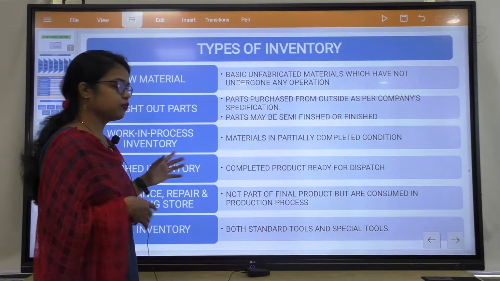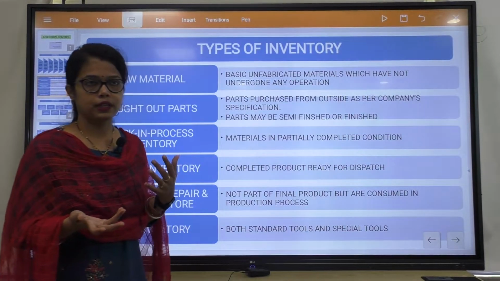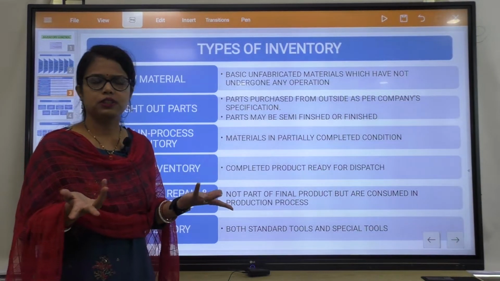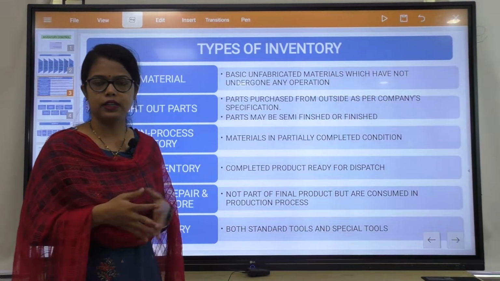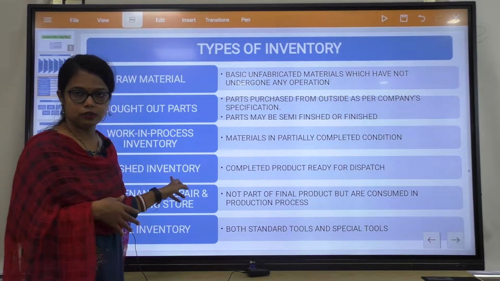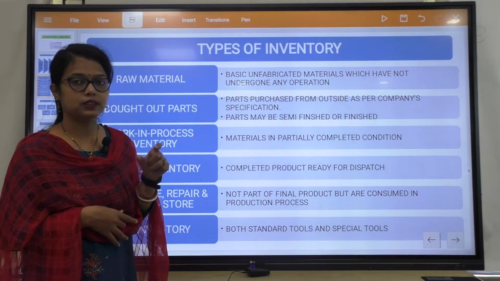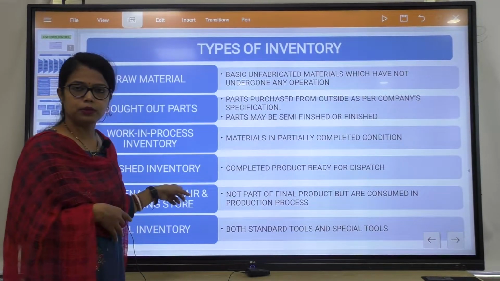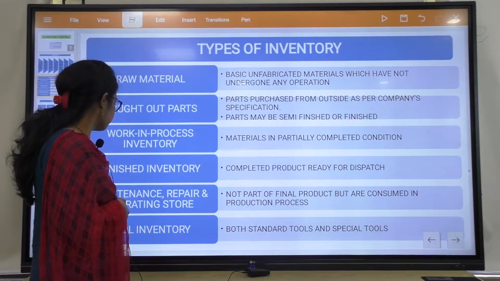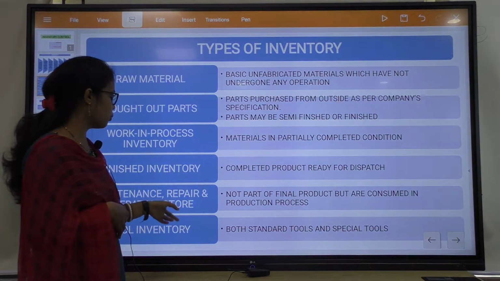But if the refrigerator is ready to move to the market or ready to move to anyone's home or any business shop or any industry where it is required, then that is called finished inventory. Okay, that is the basic difference between work in process, which is called semi finished, and finished inventory, which is called completely completed inventory. Clear? Then another type is maintenance, repair and operating store.